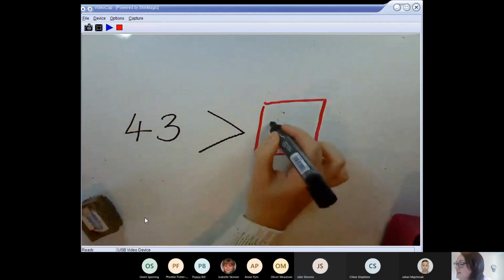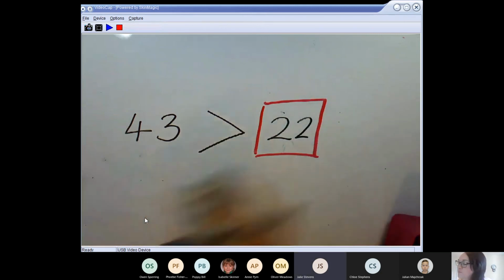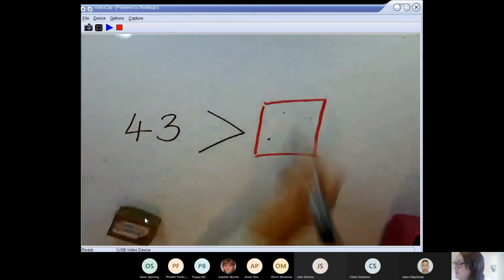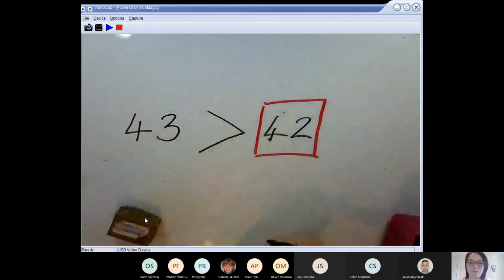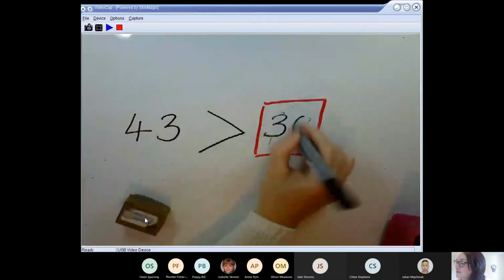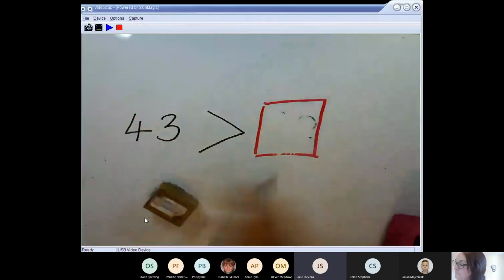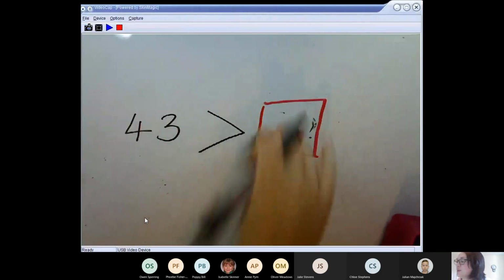22. Indeed, 22 could go in that box. 42. Yes. 30. 2 more? 10. And 12. And 12, absolutely, you are quite right.